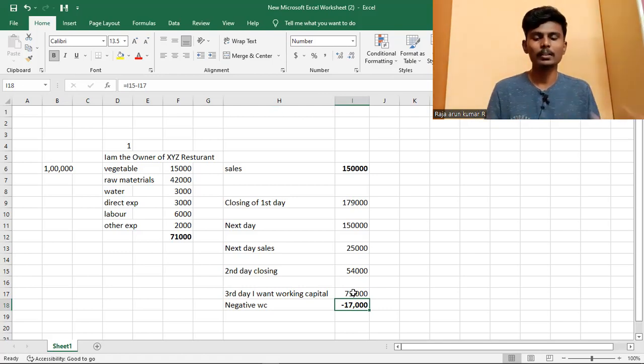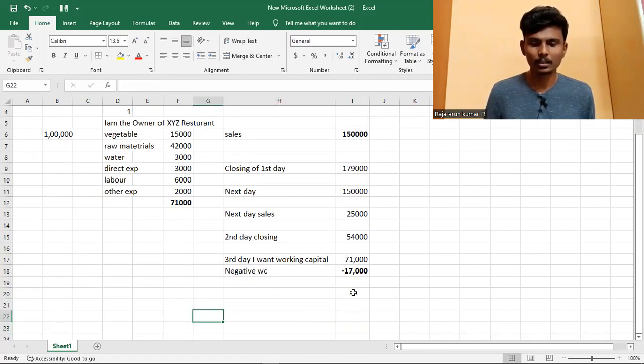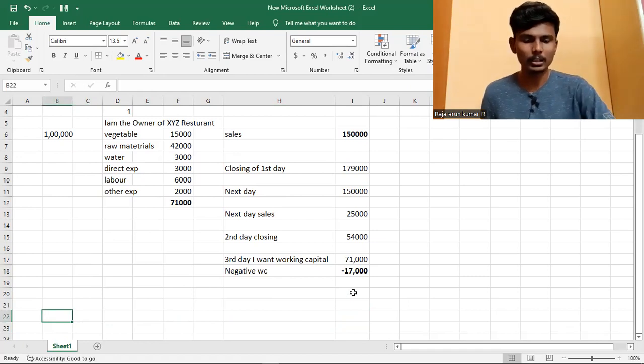Okay, this is the basic concept of working capital management I explained. If you understand, please comment in the comment box.